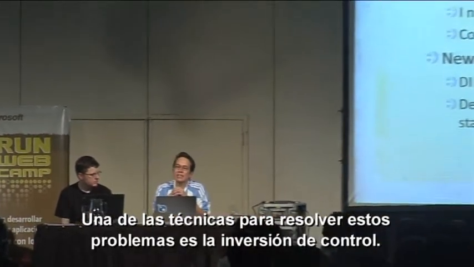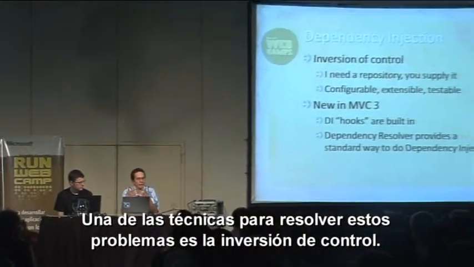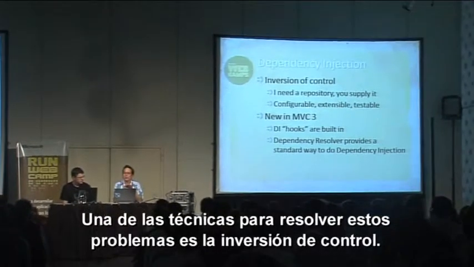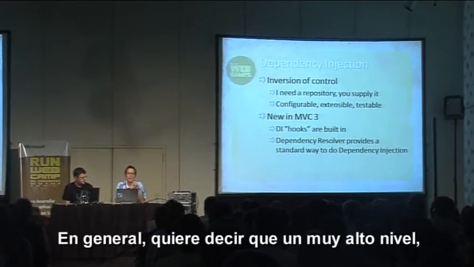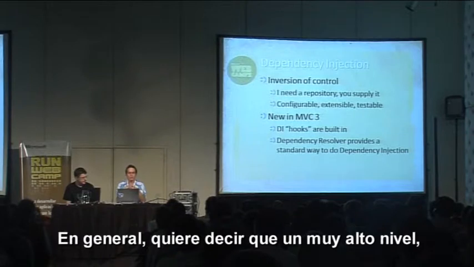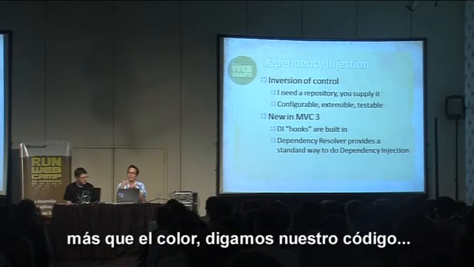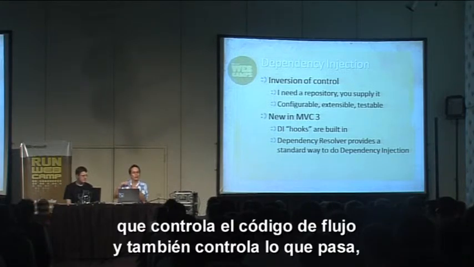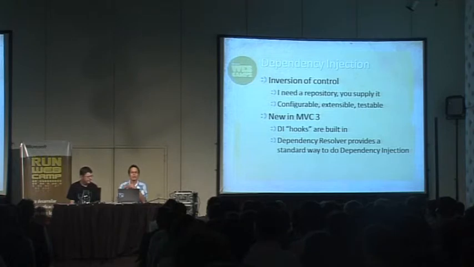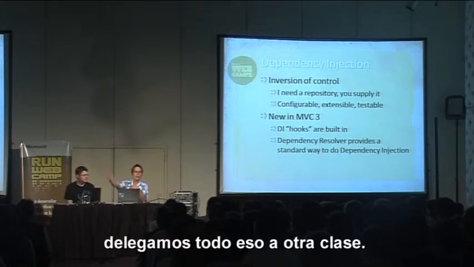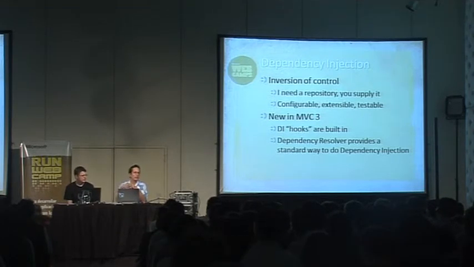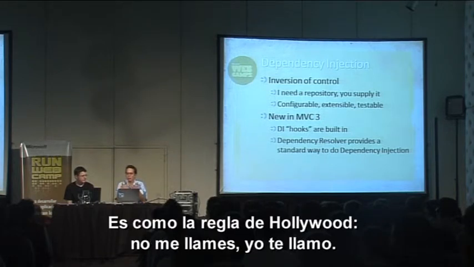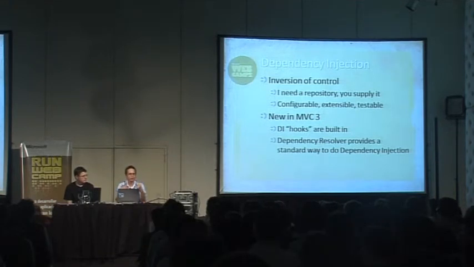So one of the techniques that kind of works around those problems is called inversion of control. And in general, what inversion of control means at a very high level is that rather than the caller, let's say your code, which controls the flow of code, also controlling what happens, you delegate that to some other class. So it's kind of like the Hollywood principle. Don't call me, I'll call you.